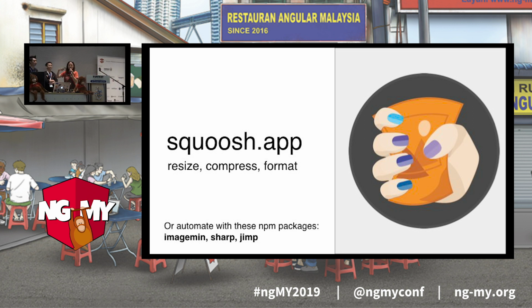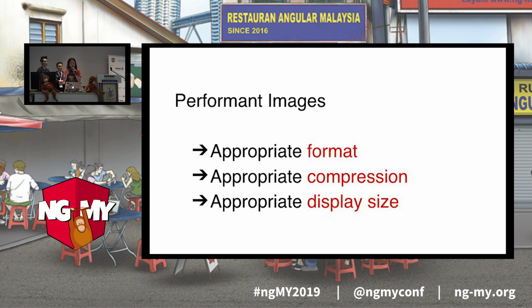Or if you want to automate it in your build process, you can use the NPM packages I mentioned below, ImageMin, Sharp, and others. You can use these to automate image performance enhancement. Okay, so in summary, a performant image has an appropriate format, use WebP if possible, and appropriate compression, where you compress your image to a quality that you are okay with, and then use an appropriate display size, showing smaller images on mobile and bigger images on others.